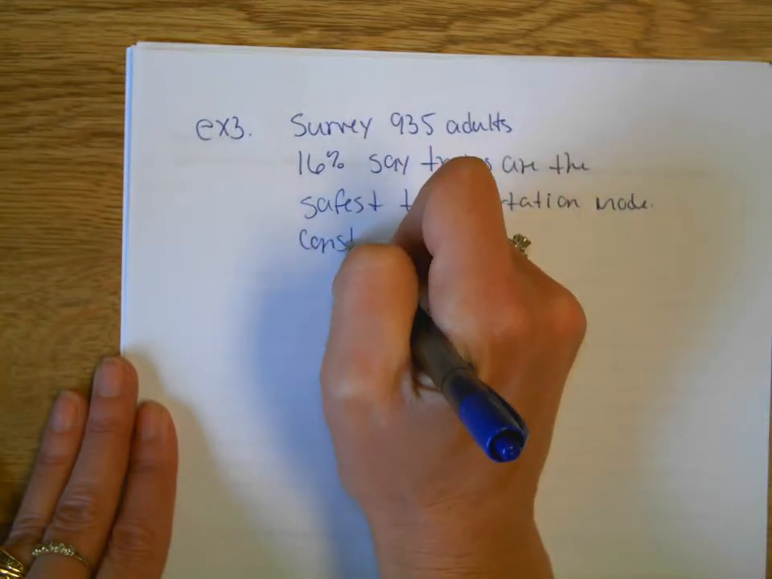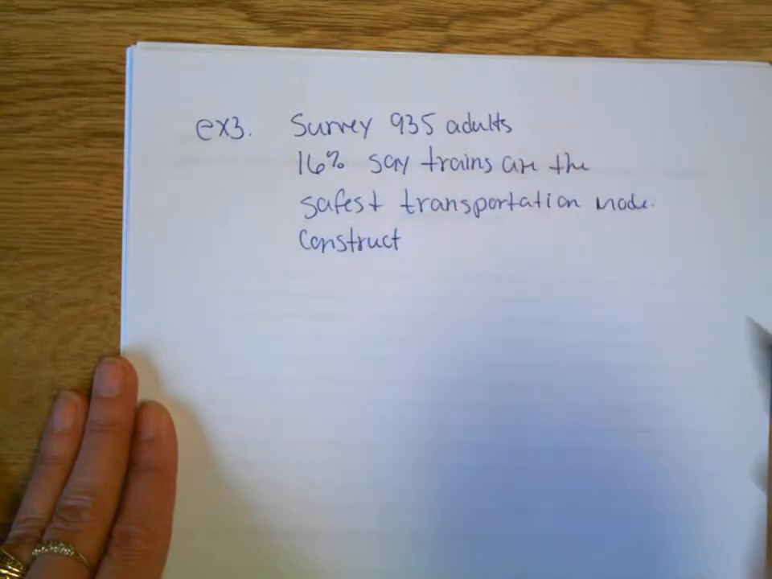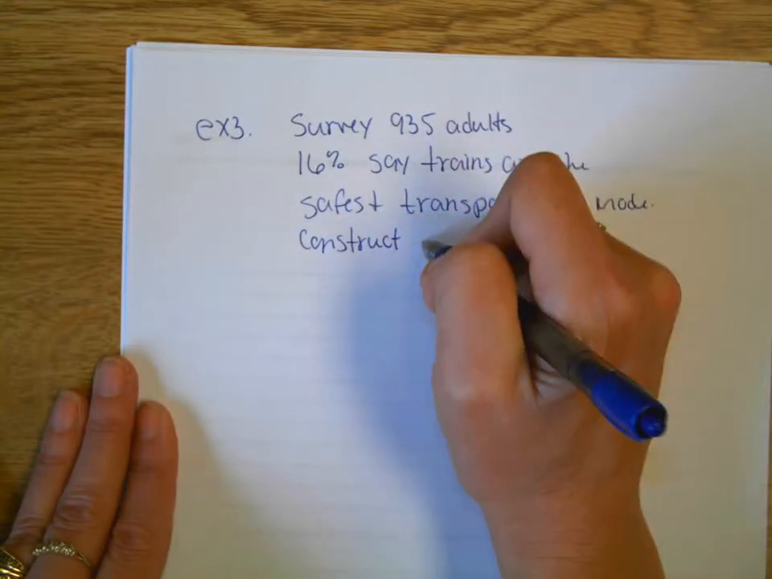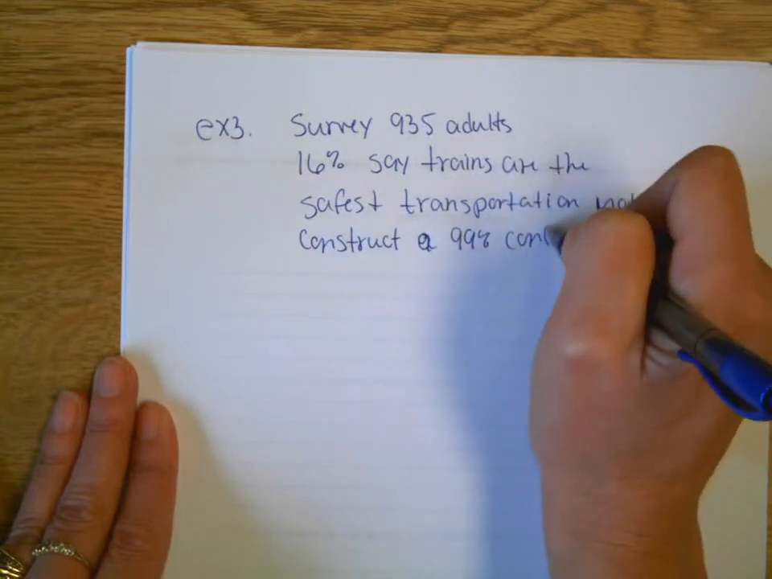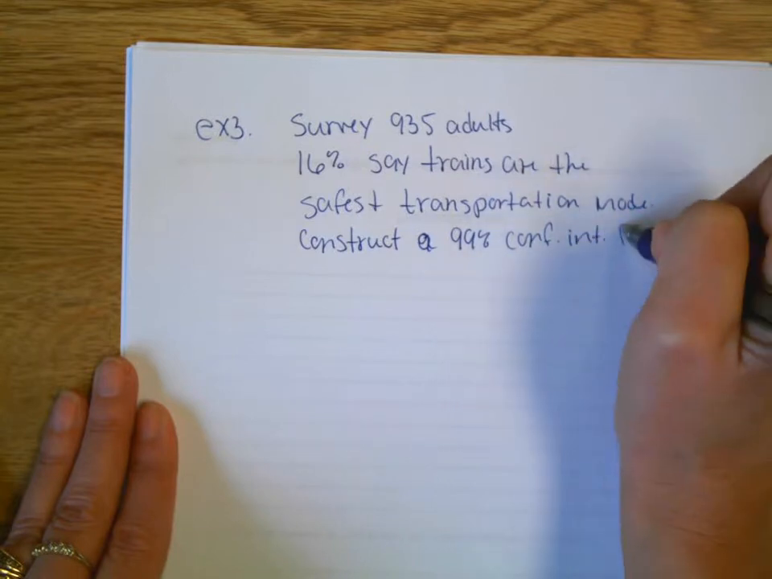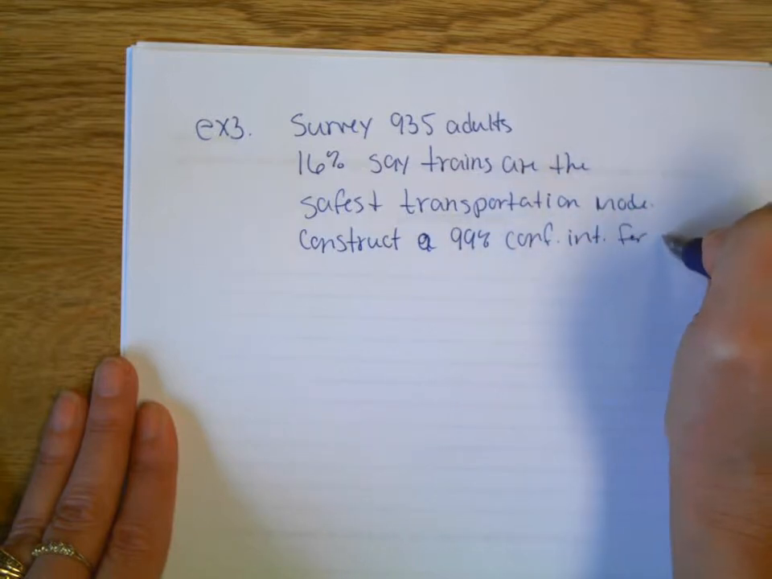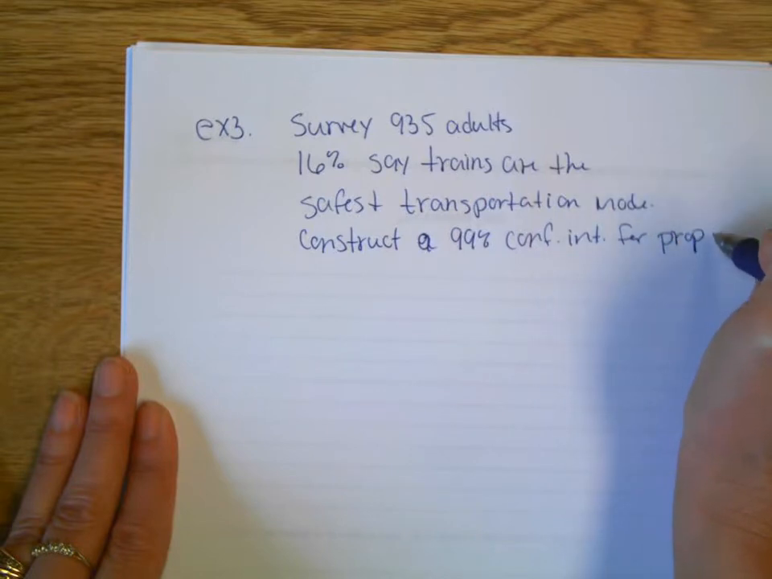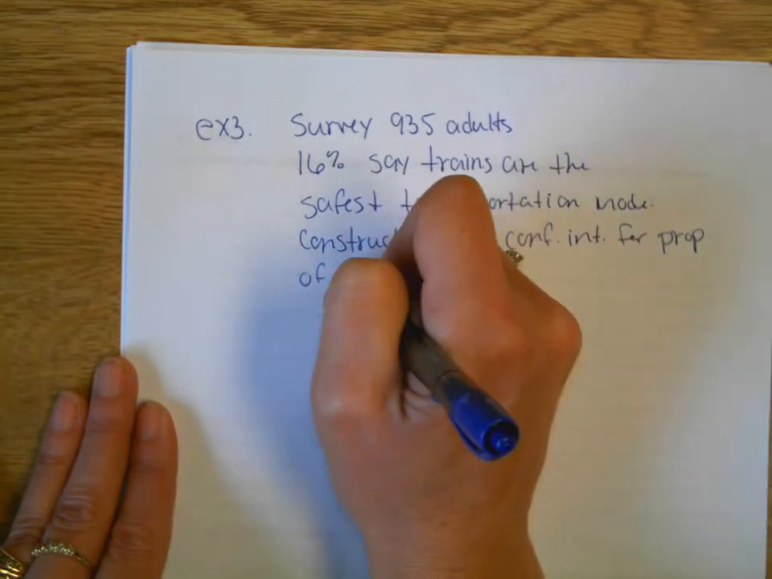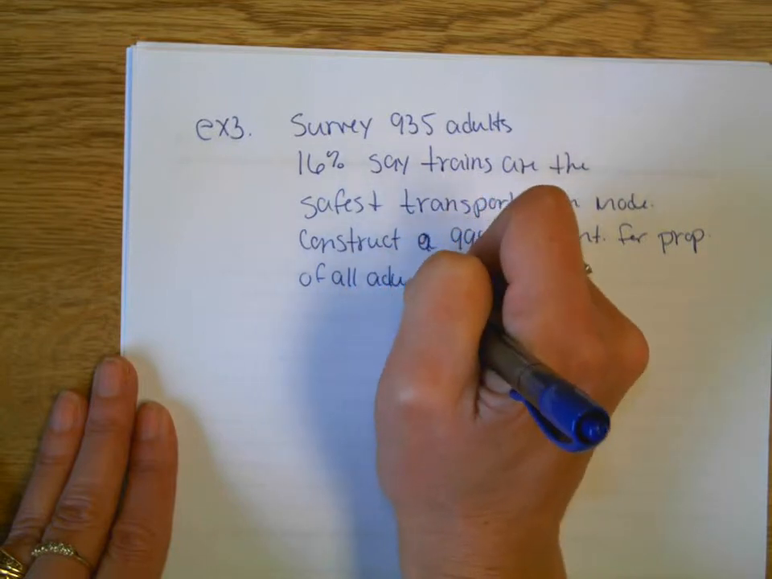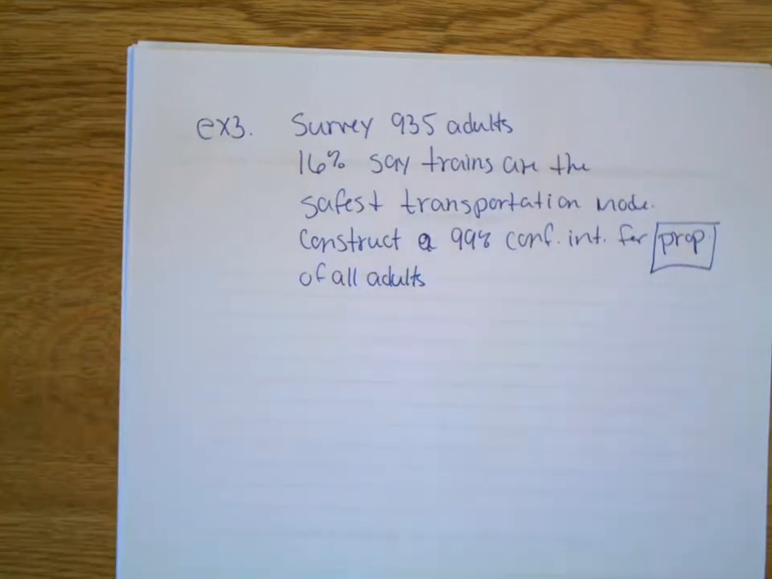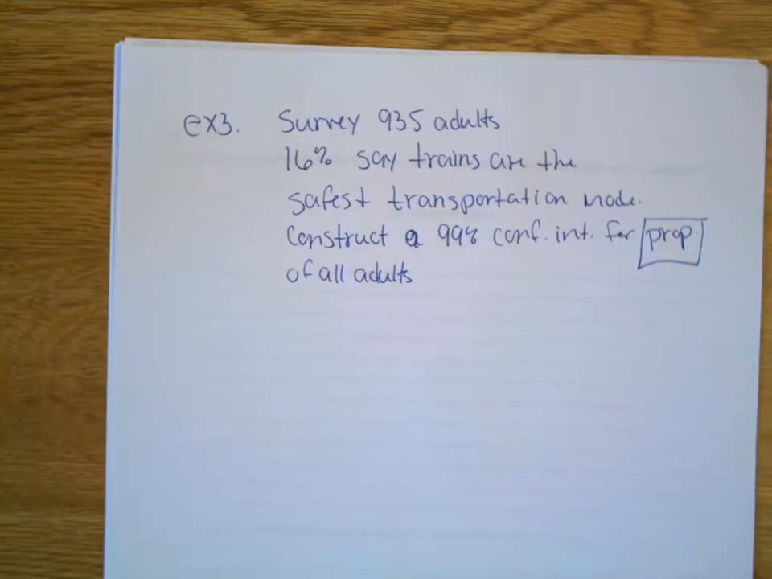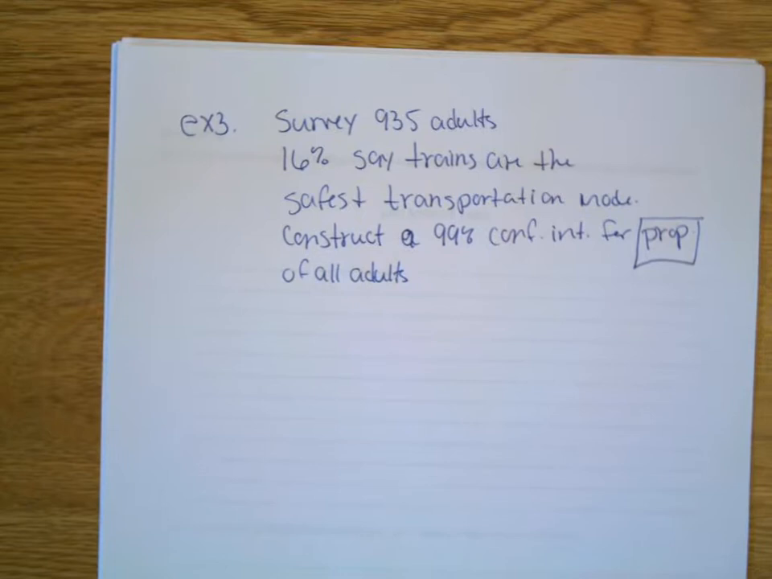Construct a 99% confidence interval for the proportion of all adults. So, proportion being the key phrase in there, telling you to use your one prop, the int. So let's see what's in that program.